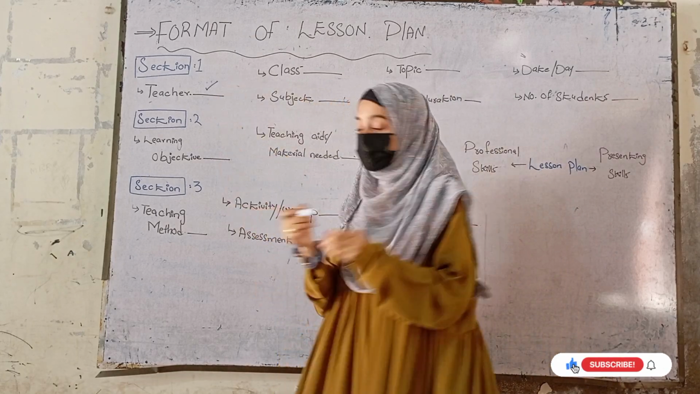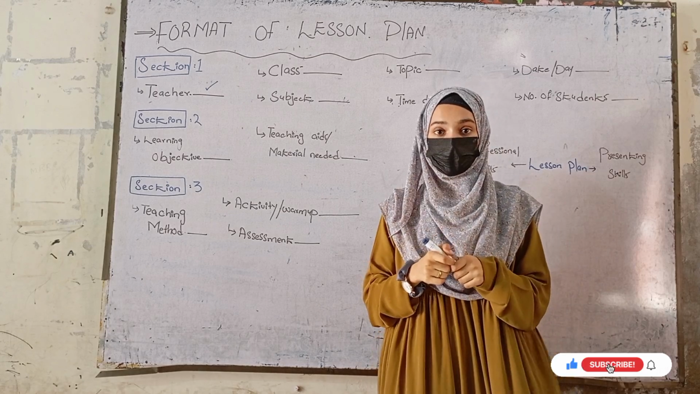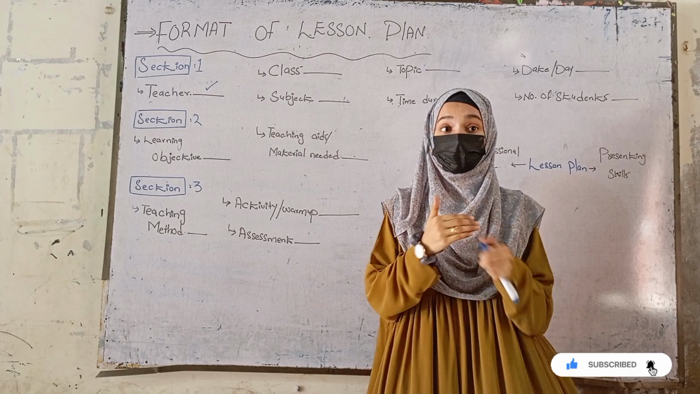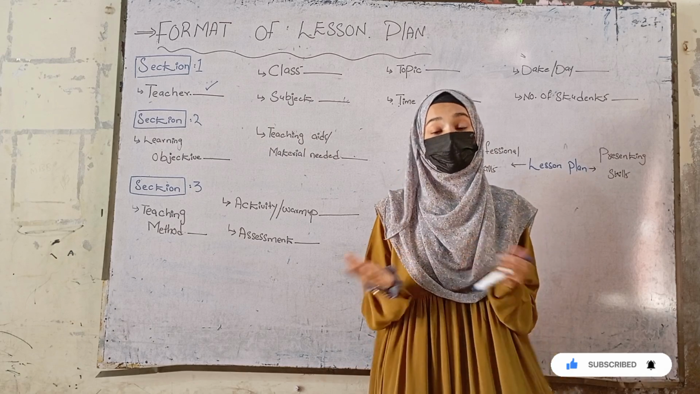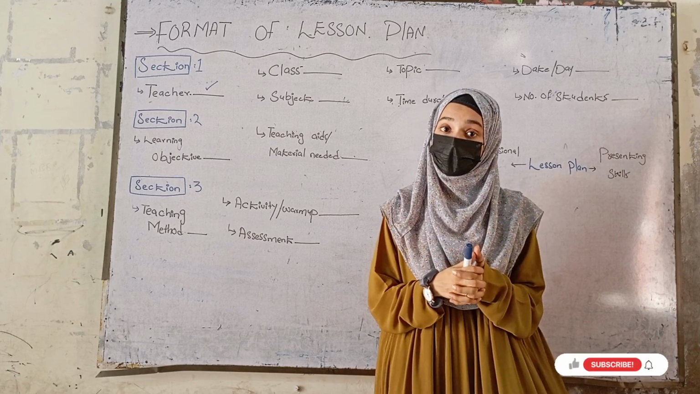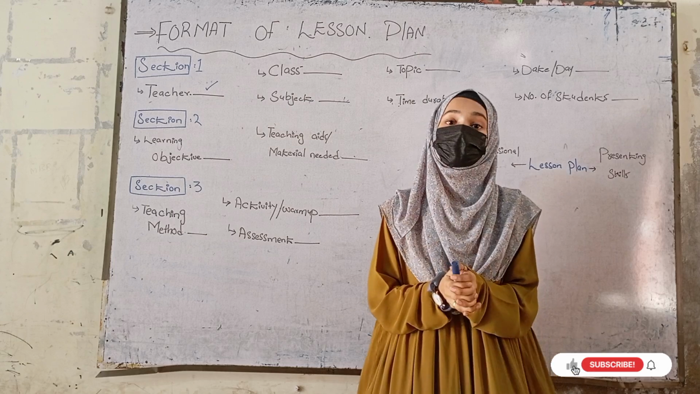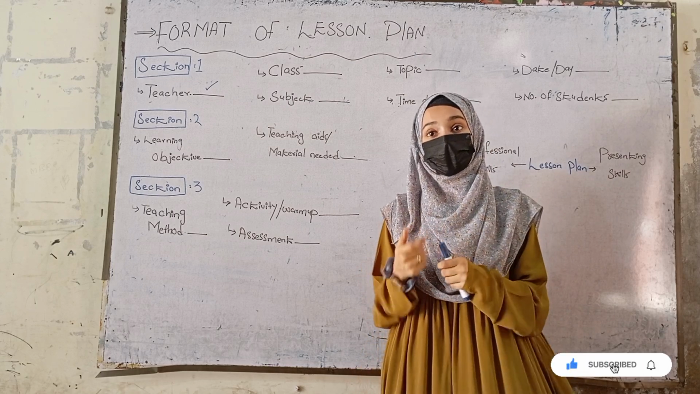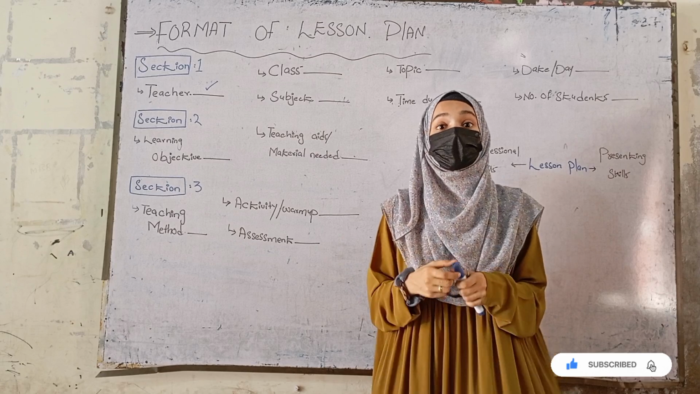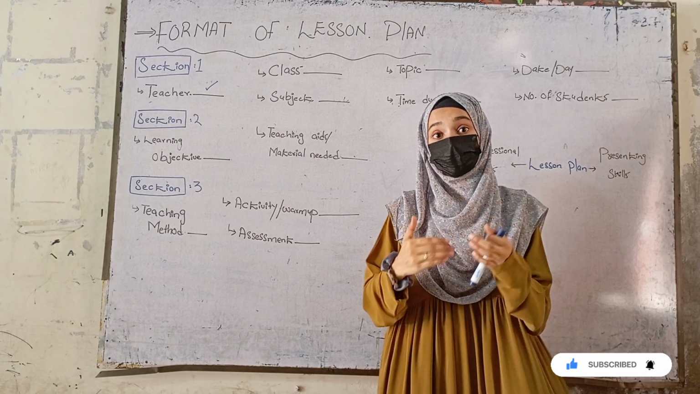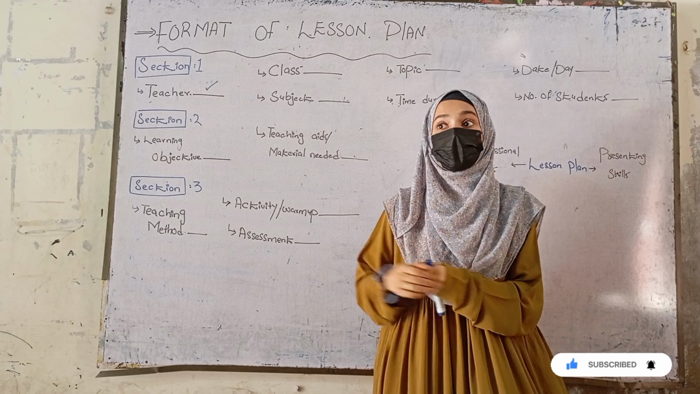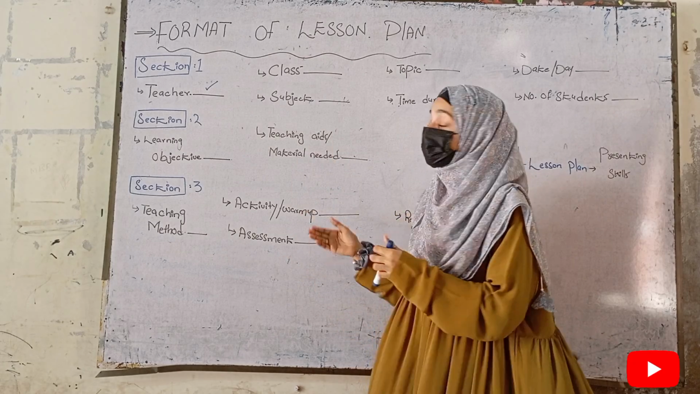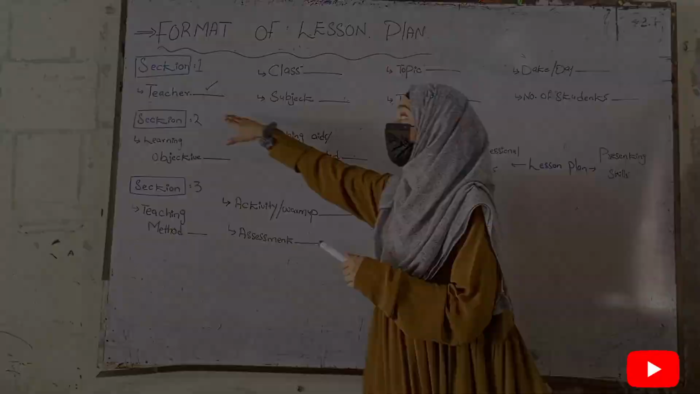First is teacher. Let me add one thing here: those students who are studying in a BA degree or in teacher education are called prospective teachers, trainee teachers or also student teachers. So they can write down student teacher, trainee teacher and all those names which are given to them. Here the teacher will write their name, that is, which teacher is performing the lesson plan. So it is very important to include the name of the teacher.